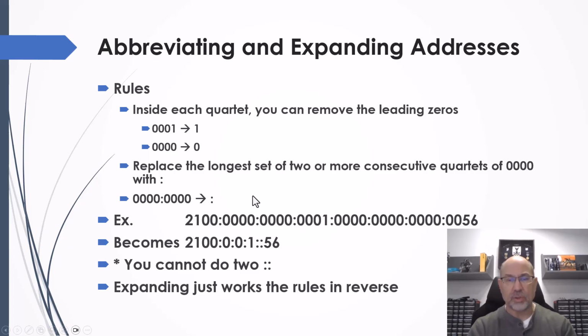We have these two sets of zeros, two quartets of zeros, but there's also a three-quartet set of zeros. You're only allowed to do this once. So you take the longest one and you replace the whole thing with a colon. But you can't do that with the other one, right? So we can do that with this one. We can replace this whole thing with a colon.